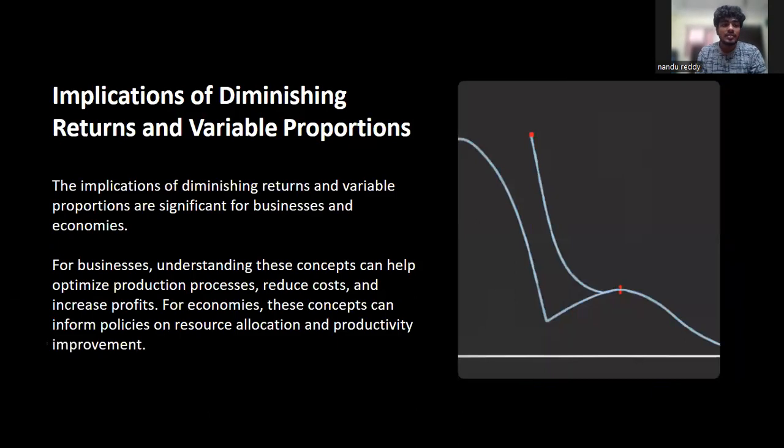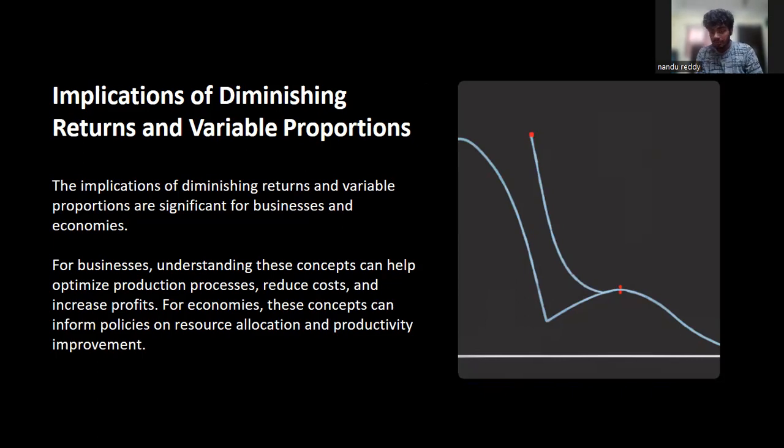Then, implications of diminishing returns and variable proportions. The implications of diminishing returns and variable proportions are significant for business and economics. For business, understanding these concepts can help optimize the production process, reduce costs, and increase profits. For economics, these concepts can inform policies on resource allocation and production improvement.